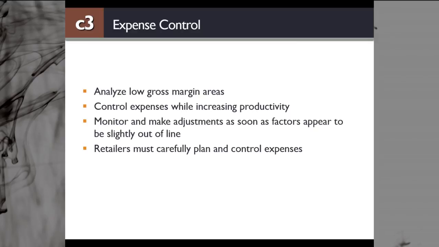And monitor and make adjustments as soon as factors appear to be slightly out of line. That also means you have to see where you can reduce the amount of expenses. Retailers must carefully plan and control expenses. Of course, think once again about this profit and loss statement. That's going to be minus out of your net sales, gross margin. So to get more profits, you have to control these expenses, and if possible, how can you reduce this? You can think about that, because that's going to be one of the ways that you can increase your profits.